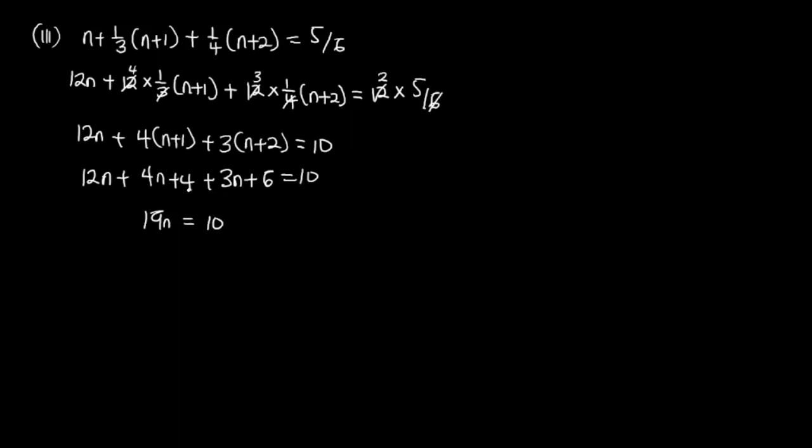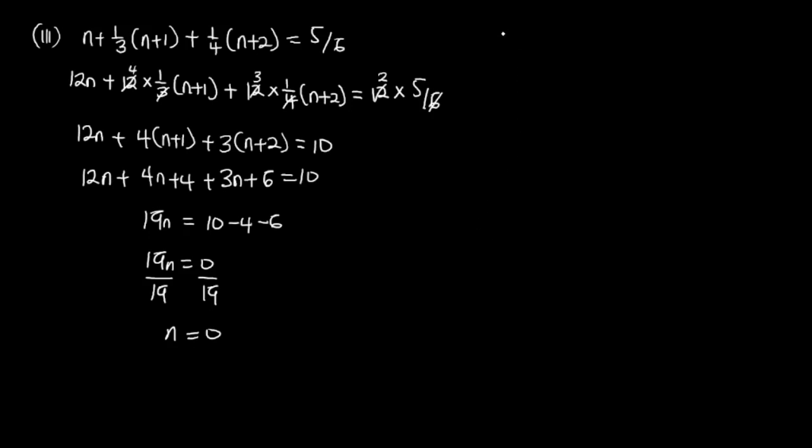Now I can send the 4 and then the 6 over here to the other side of the equal to sign. So it becomes minus 4 minus 6. So I have 19n is equal to 10 minus 4 is 6, minus 6 becomes 0. So I divide both sides by 19, and then my final answer n will be equal to 0, because 0 on any number is equal to 0. So the value of n in this example is 0.